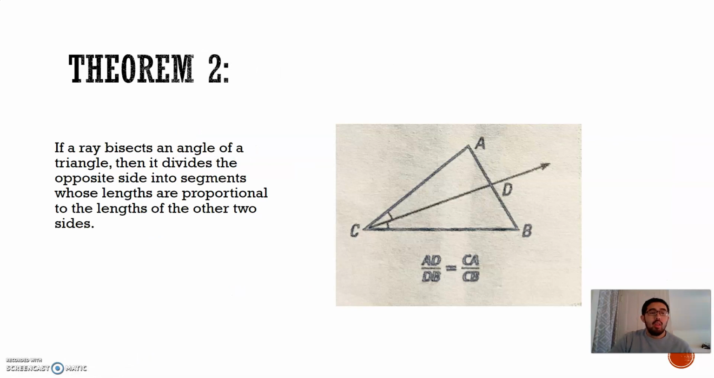Okay. Theorem number 2. If a ray bisects an angle of a triangle, then it divides the opposite side into segments whose lengths are proportional to the lengths of the other two sides. So this is my angle bisector, right? CD. This is my angle bisector. It bisects angle C. So what it's saying is when this bisects here, then AD, the ratio of this to this, AD to DB, must equal the ratio of CA to CB. Okay, so AD to DB must equal CA to CB.